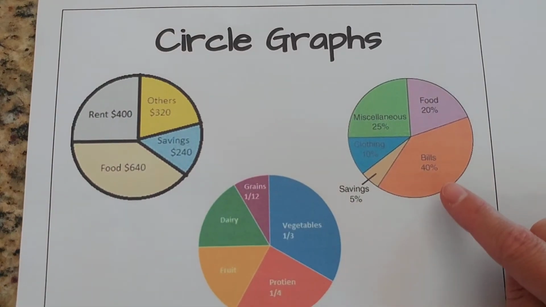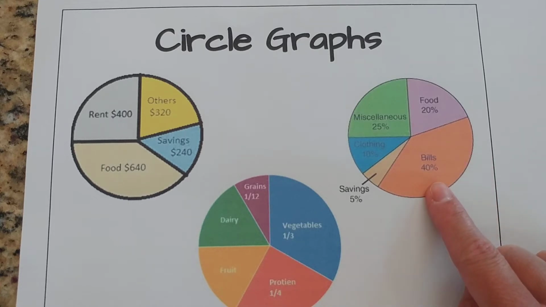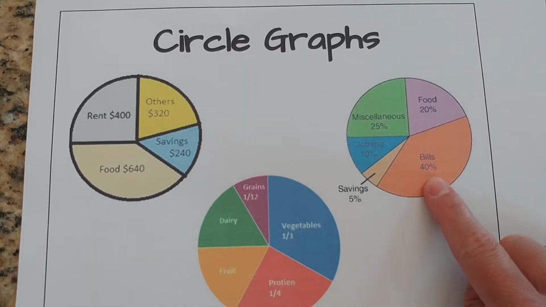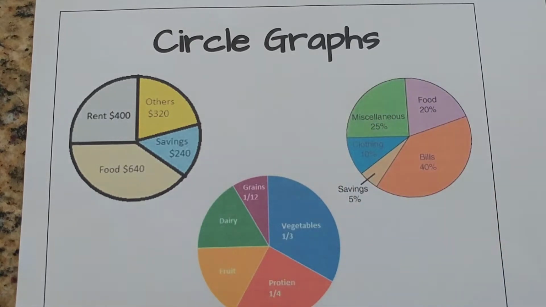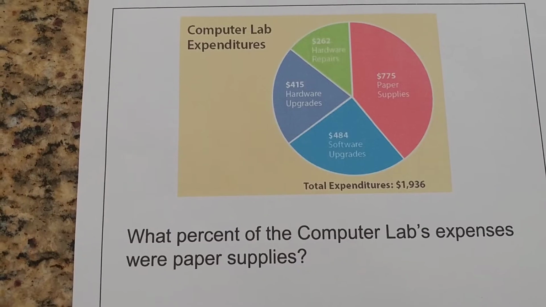Here we can see by looking at this graph that the majority of the money was spent on bills because we can see that bills has the biggest section. A circle graph tells you the part out of a total. Here the part is a percentage, 40%, out of the total 100% of the graph. Let's take a look at a few examples.